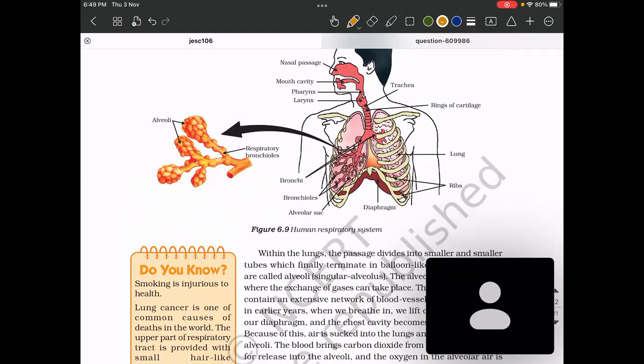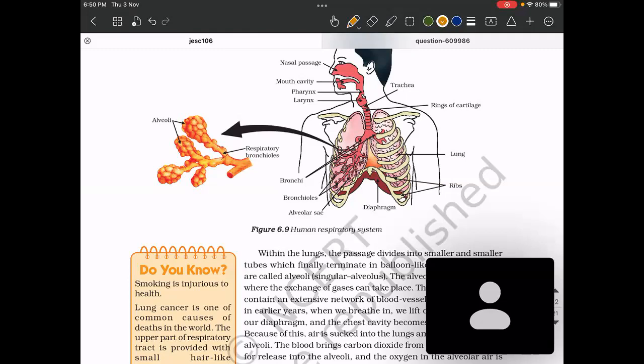Sir, when you're inspiring, the diaphragm contracts and flattens, and the intercostal muscles also contract to lift the ribs up. This increases the volume of the lung cavity, thus decreasing the pressure, so air rushes in through the nostrils.